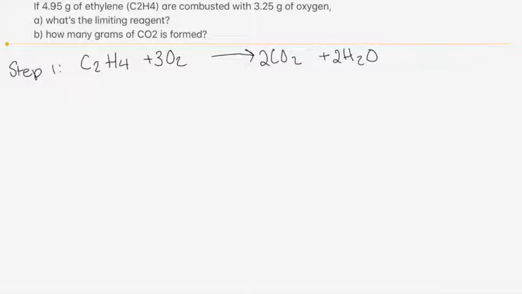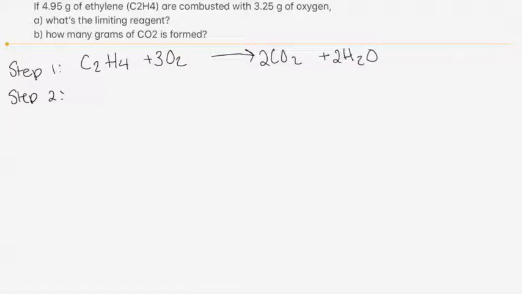And since we're looking for the limiting reagent, which we can tell because we're given the grams of both reactants, we're going to choose one reactant and write it all the way out to see how much of the product it can make, and then do the same with the other reactant and see which one makes less. We'll note that one is our limiting reagent, and then we'll also figure out from that how many grams of CO2 we can make.